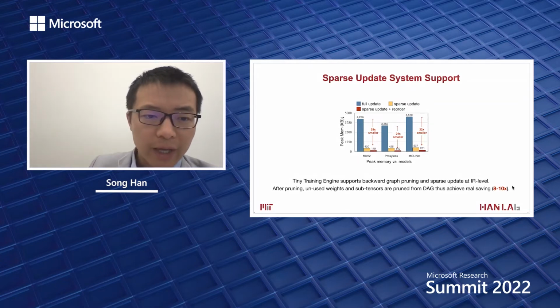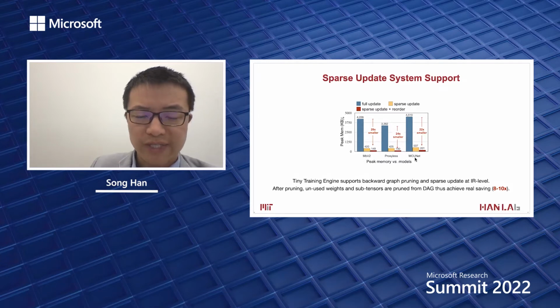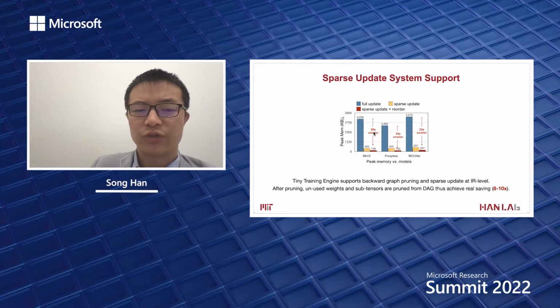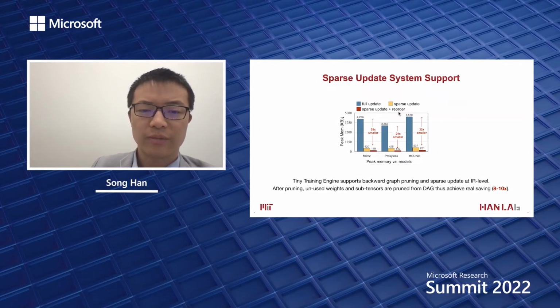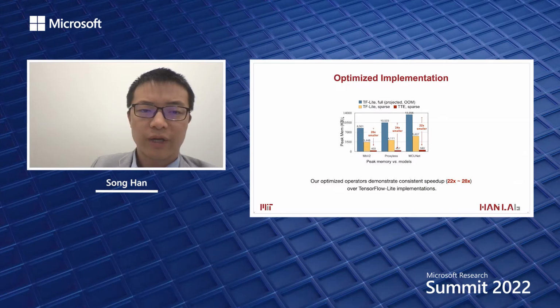Okay, so this is measuring three neural nets: MobileNetV2, ProxylessNAS, and MCUNet. We can see there is an almost 22 to 28x reduction from the sparse update versus full update, and also the reordering. The majority of the saving comes from this sparse update. And here is showing the memory saving, again with the full backpropagation versus the sparse update.